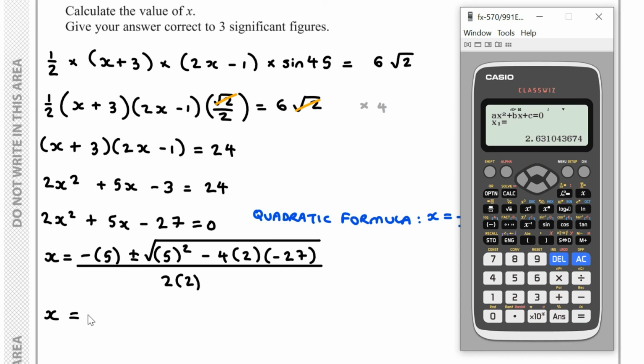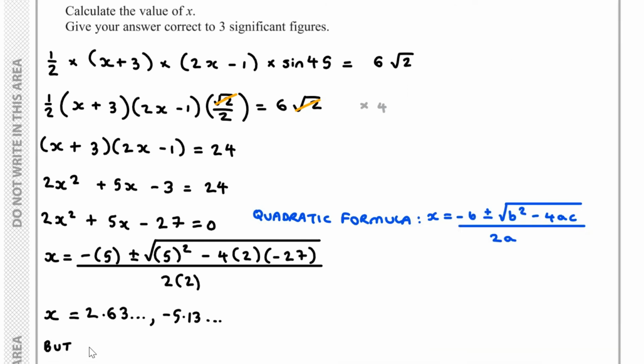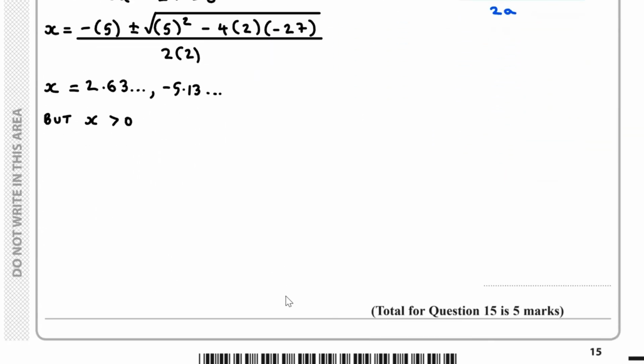The decimal equivalent, we've got 2.63, etc. And we've also got minus 5.13, etc. Now, because x is greater than 0, because we have length, we need to reject the negative. So we will reject this value here, leaving us with x equals 2.63 as our only solution. So x equals 2.63 to 3 significant figures.